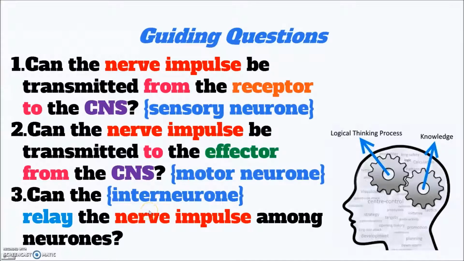Okay, so that's a very key point for the reflex arc to perform its function well. So remember the direction, and also how can the nerve impulse be transmitted from one neuron to the other neuron to construct a complete neural pathway.